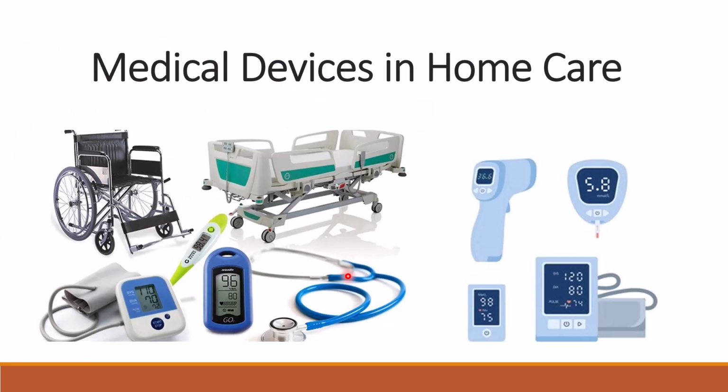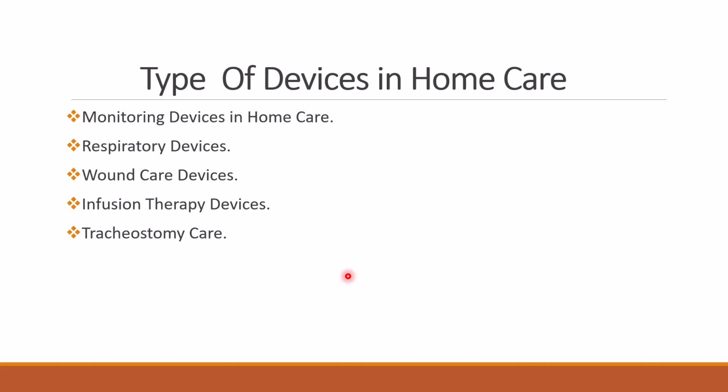We can classify them into groups like the monitoring devices, the respiratory devices, the wound care devices, infusion therapy devices, and tracheostomy care devices. Of course, we can add more devices to these groups, but I prefer to make them like this to make the work easier for us. We can add, for example, the helpers, which are, for example, the combo chair, the wheelchair, the medical bed, the patient lifter, and the walker.